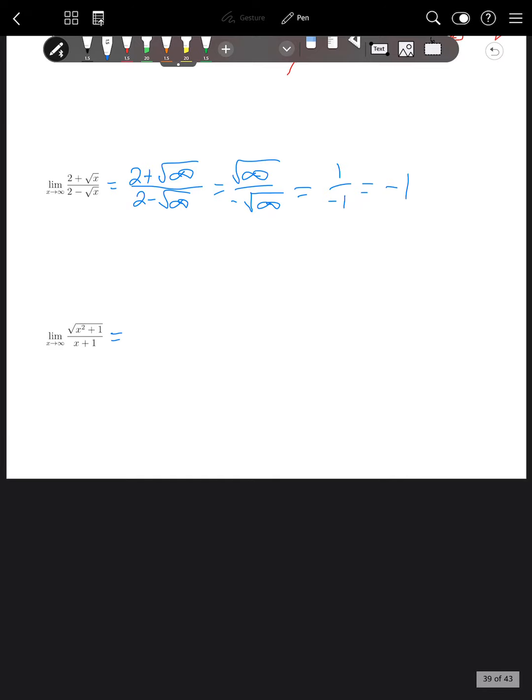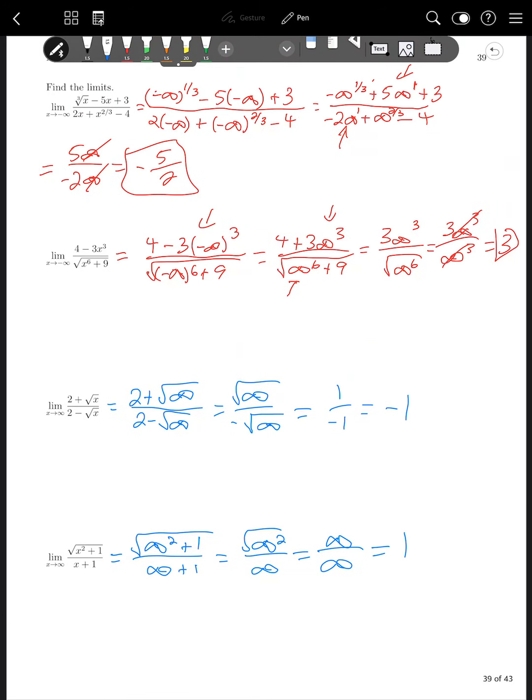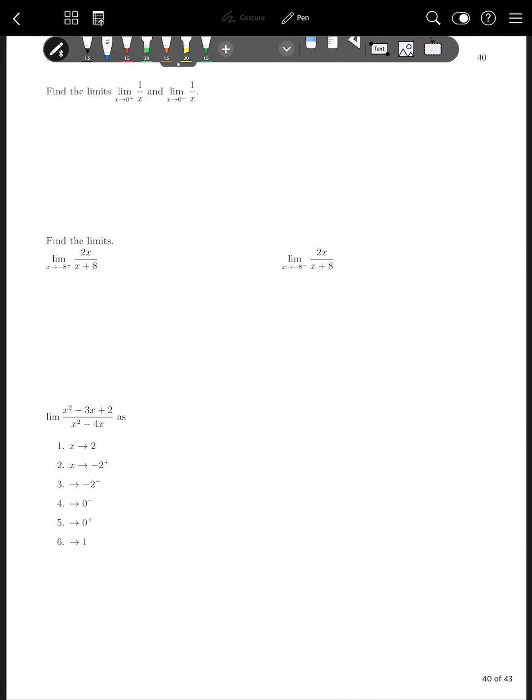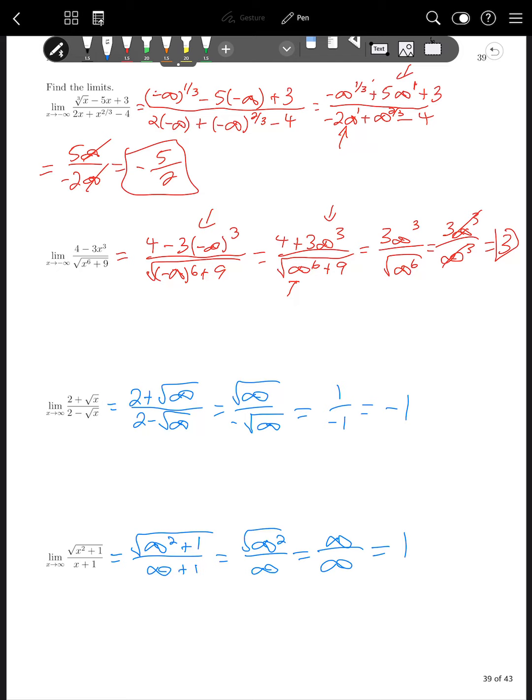In the second one here, same idea. We'll plug in the infinities. So infinity squared plus 1 over infinity plus 1. So that's going to be the square root of infinity squared over infinity. So that's infinity over infinity, which is just 1. Okay, so those are two different ways to think about how these work. Okay. So that's what you do when you're dealing with limits where the x is approaching infinity or negative infinity.